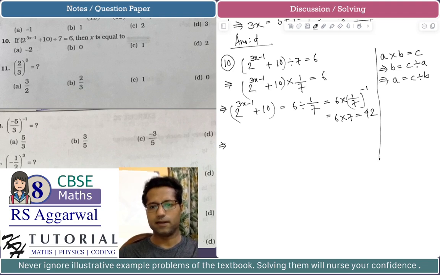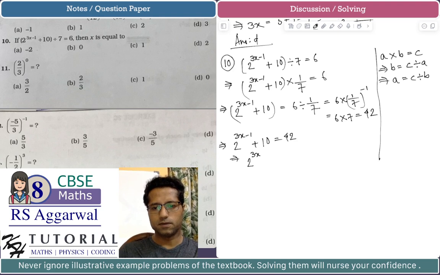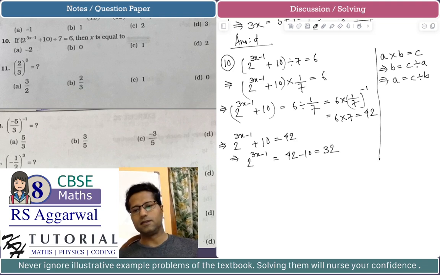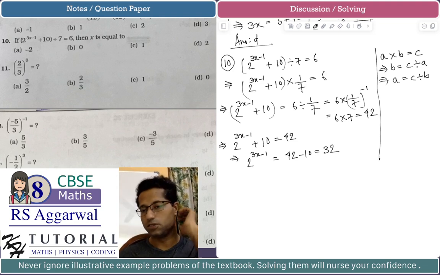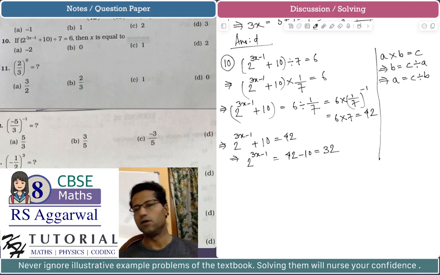So now if I open the bracket on the left hand side, I get 2 raised to the power 3x minus 1 plus 10 equals 42. This implies 2 raised to the power 3x minus 1 is equal to 42 minus 10, which is equal to 32. So now I can see that the left hand side is an exponential form, but the right hand side is not an exponential form. To solve this kind of problem where the unknown is in the power, you have to convert the right hand side, which is a number, into the exponential form.